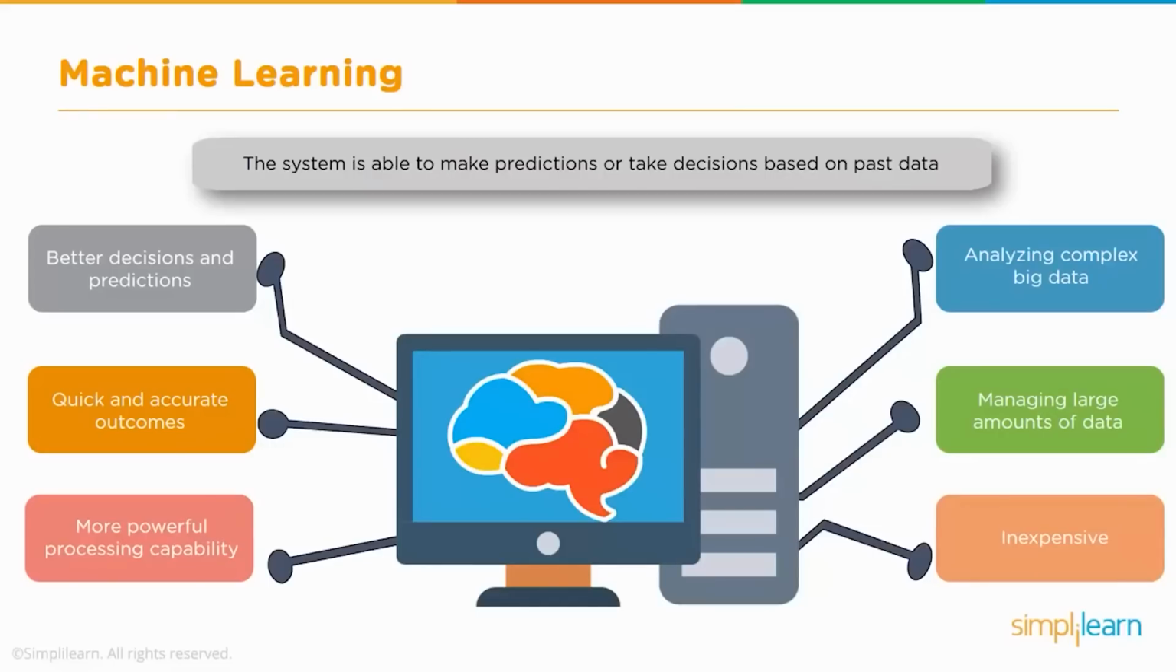What's nice about machine learning is a very powerful processing capability. It's quick and accurate outcomes, so you get results right away. Once you program the system, the results are very fast. And the decisions and predictions are better. They're more accurate, they're consistent. You can analyze very large amounts of data.